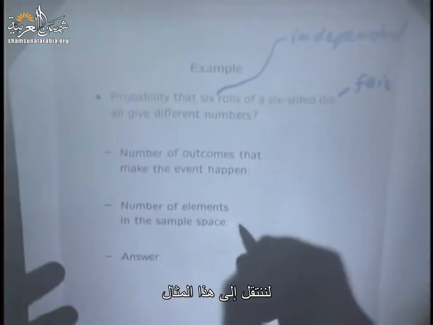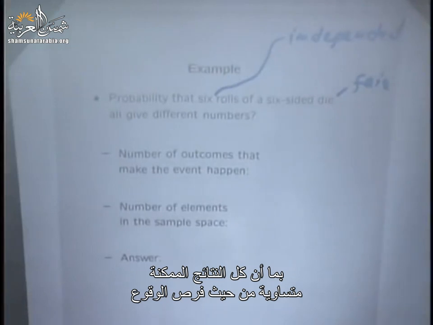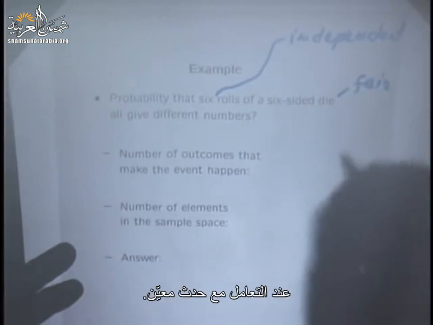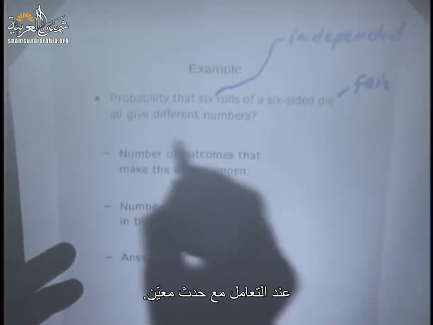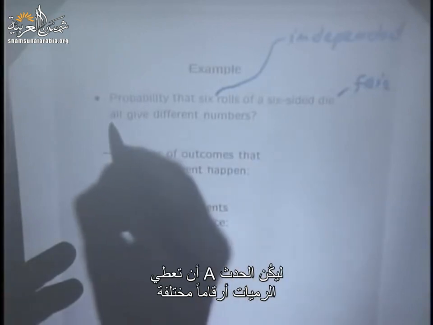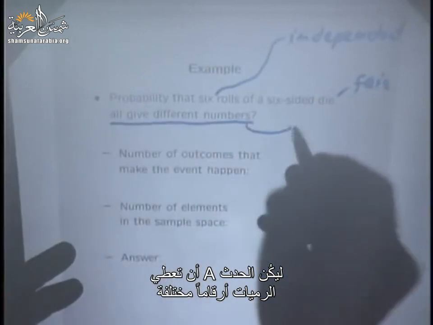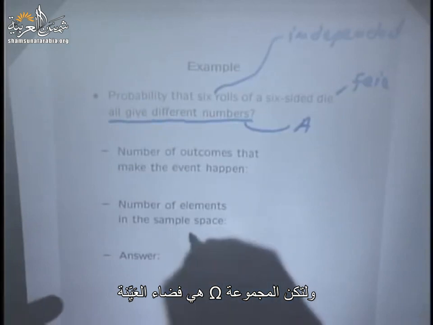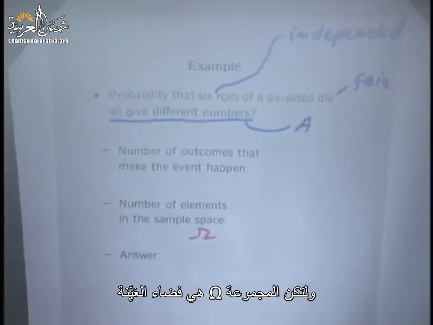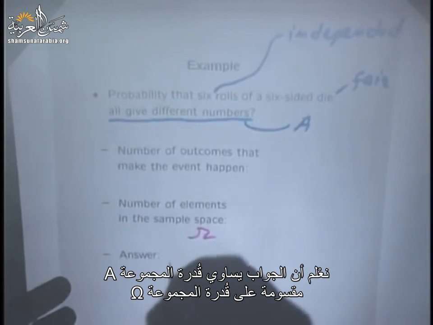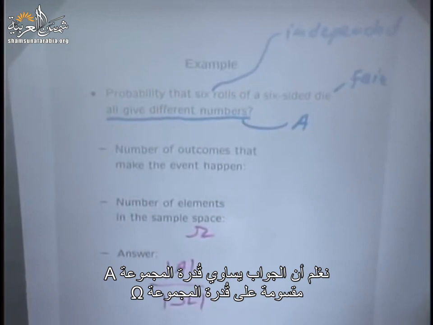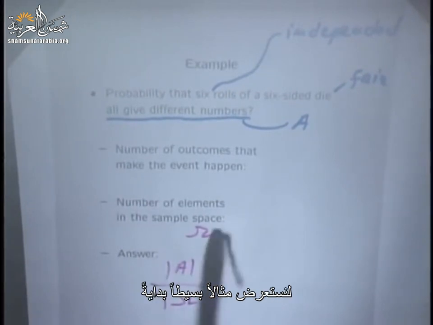Let's start with this. Since all possible outcomes are equally likely, to find an answer to a probability question, if we're dealing with some particular event, so the event is that all rolls give different numbers. That's our event A. And our sample space is some set capital omega. We know that the answer is going to be the cardinality of the set A divided by the cardinality of the set omega. So let's deal with the easy one first.